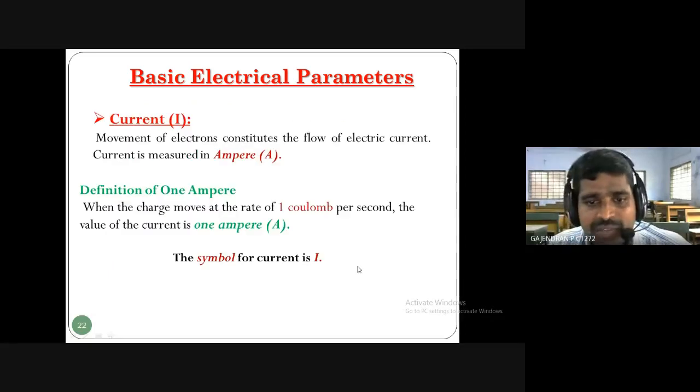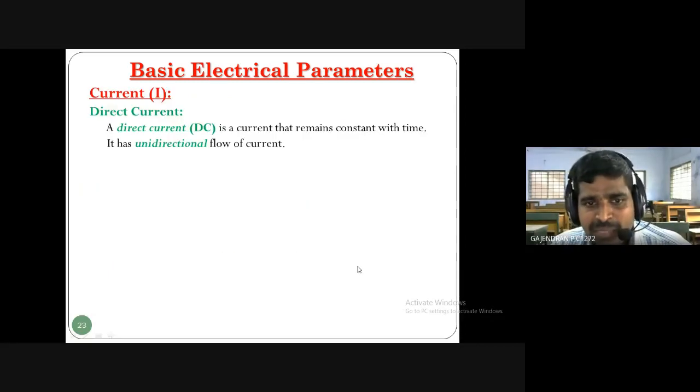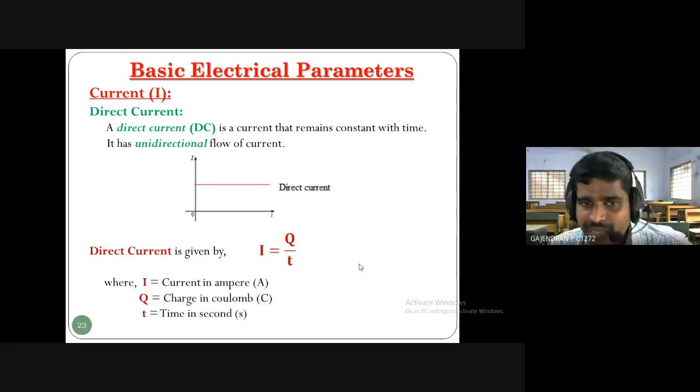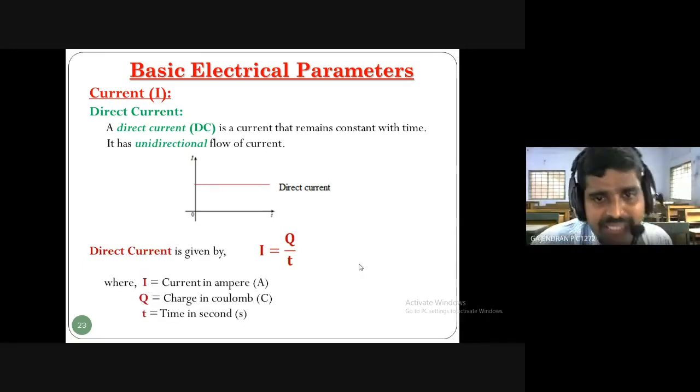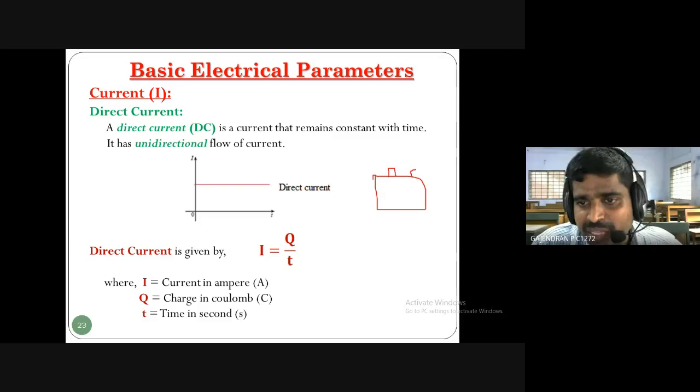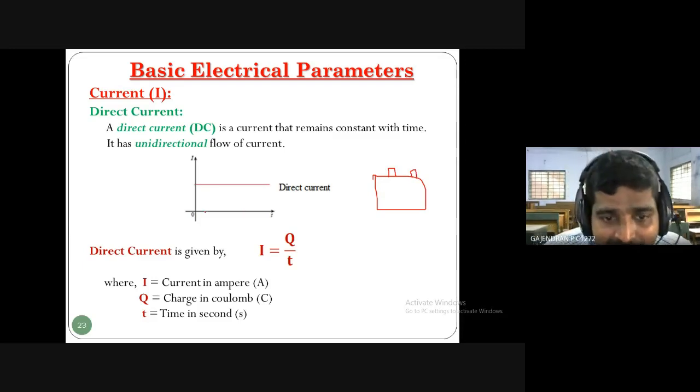Now, what about the second one? Current. So what did we see about current? How do we measure current? There is direct current and there is alternating current. We are not going to bother about the alternating current at this point of time. Direct current means whatever the battery and all that you are buying will deliver the direct current. That means with respect to any time, the battery will provide only the constant voltage.